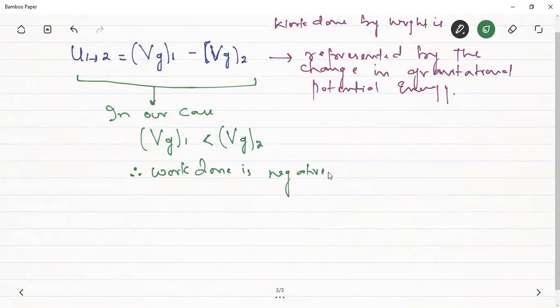Work done is negative. Therefore, the work done by the weight is negative. Obviously, the work was done against the displacement. Weight was acting downwards and the displacement is upwards. Therefore, this work is negative, which means that the initial gravitational potential energy is less than the gravitational potential energy at the final position, which is at a greater height. Therefore, we can conclude that work done is negative, which means potential energy is increasing.